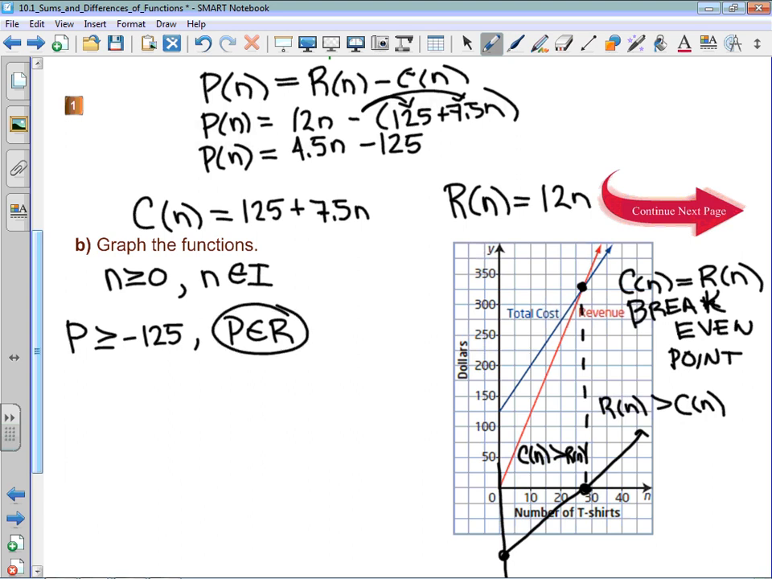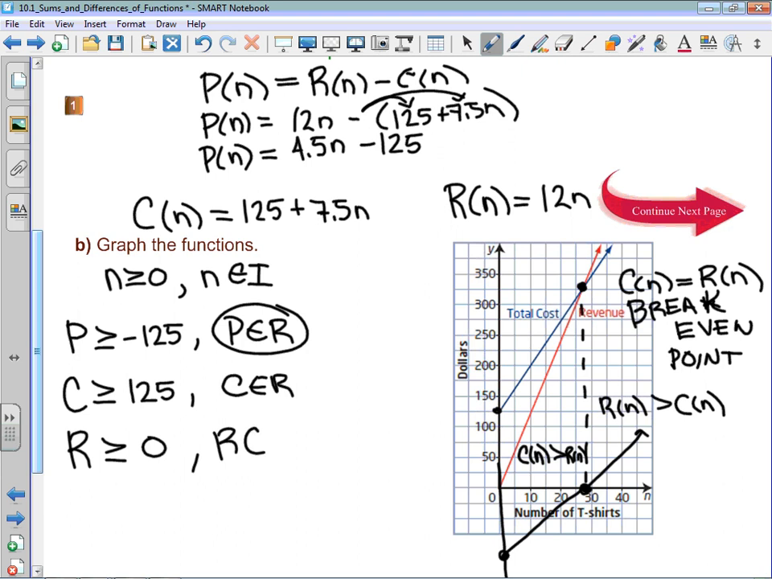For C, it's a little bit different. If we look at our cost function, this is total cost right here in blue, it costs us $125 right off the bat. So our cost function is always going to be at least 125. And again, it's an element of the real. For revenue, though, if we don't sell any shirts, we don't make any money. So R has to be greater than or equal to 0, and R is an element of the real.